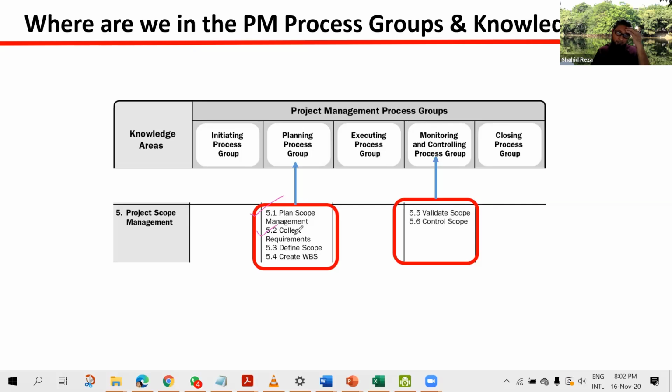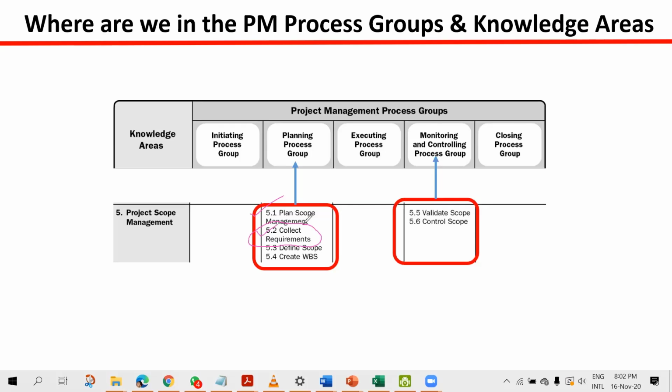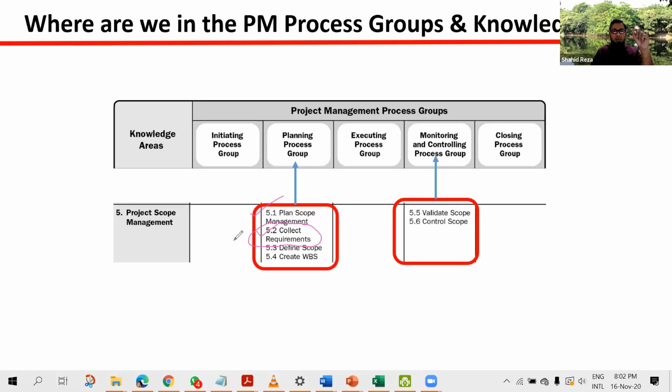All right. So collect requirements. I have a question here for you all. In this collect requirements process, where do we actually get the requirements from? Who will give us the requirements? Stakeholder? Yes. So the simple word is stakeholder. So stakeholders will provide us the requirements.